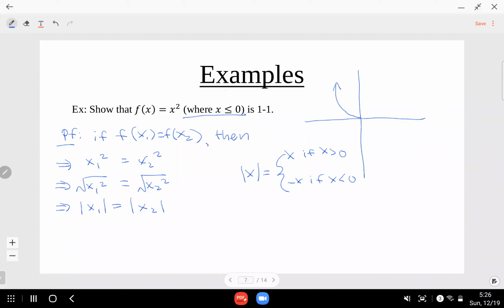Now look at this condition right here. x is less than or equal to 0. That means that what we're doing here is negative x1 is equal to negative x2, right? Because they're less than or equal to 0, the absolute value of x is going to be equal to negative x if x is less than 0, and x less than or equal to 0 qualifies. So now we know obviously x1 is equal to x2, and we've cleared the condition, so we reach the conclusion that f is 1-to-1. All right.